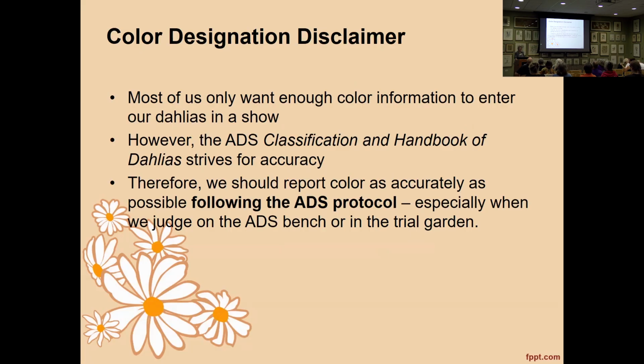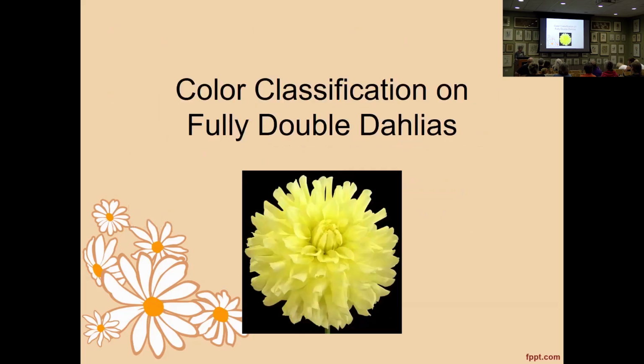We normally just want enough color to get our dahlias in the show. But the classification book strives for accuracy, and so we try to get colors reported as accurately as possible following the ADS protocol, especially when we judge on the ADS bench or in the trial garden. First, I'm going to start with the easy stuff.